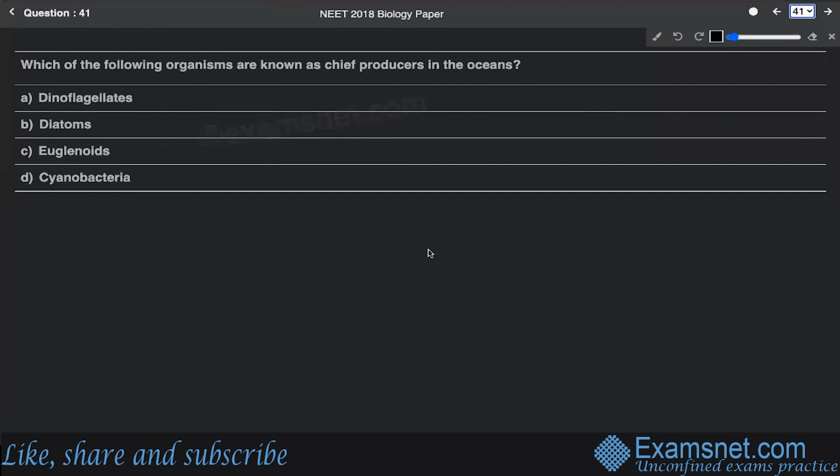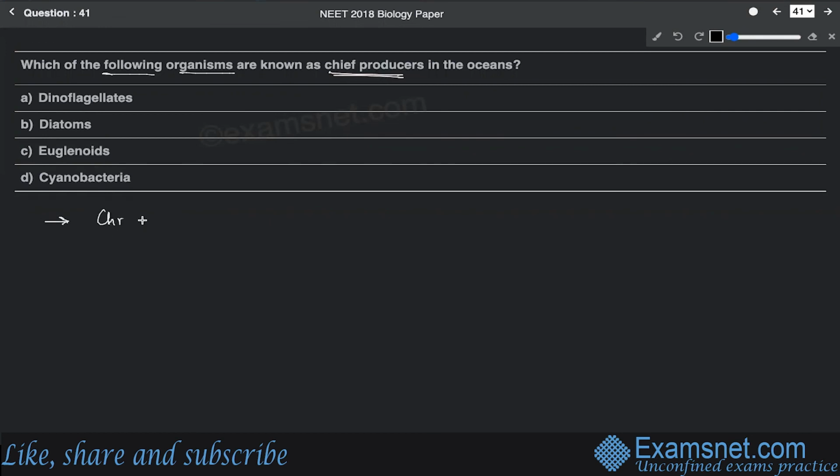So let's talk about question number 41. This question says: which of the following organisms are known as the chief producers in the oceans? Dinoflagellates, diatoms, euglenoids, and cyanobacteria. This question has been asked from the chapter of Biological Classification of 11th standard. And since it is asking about the chief producer, let me tell you that it is a very direct question.